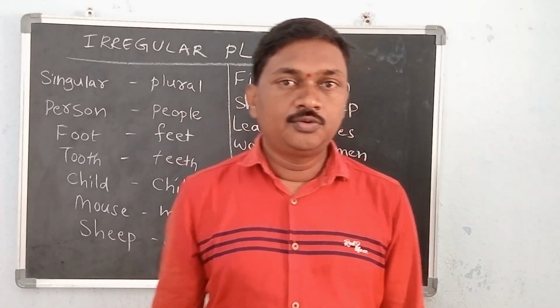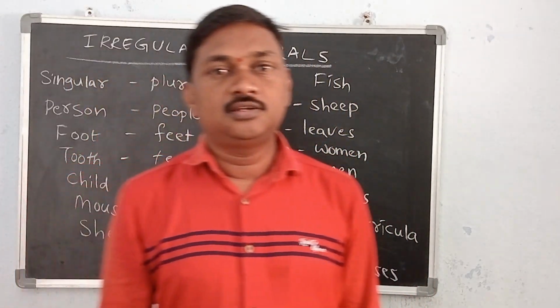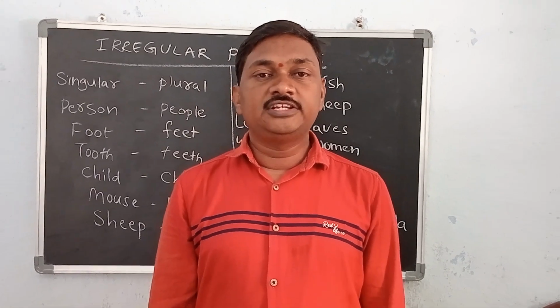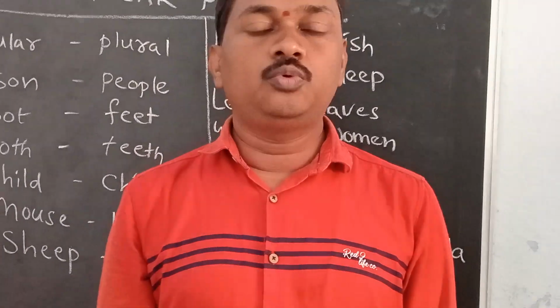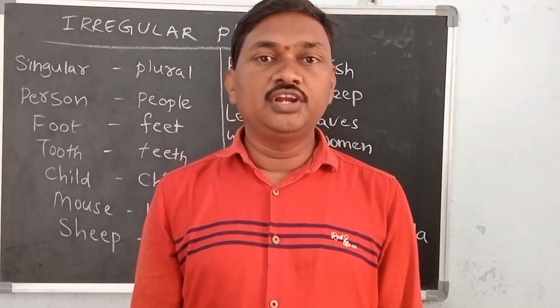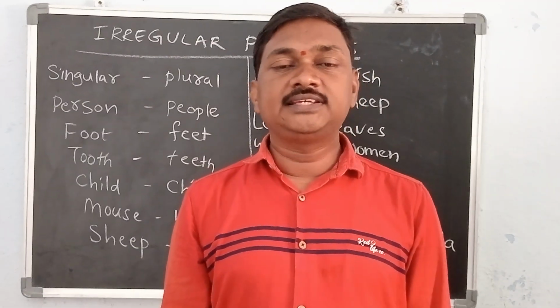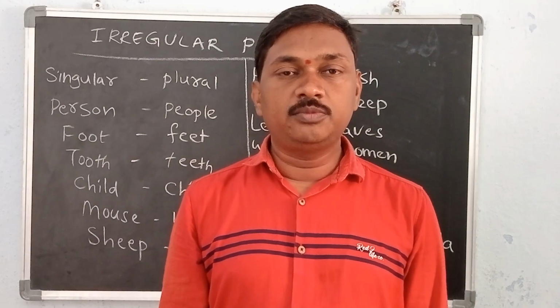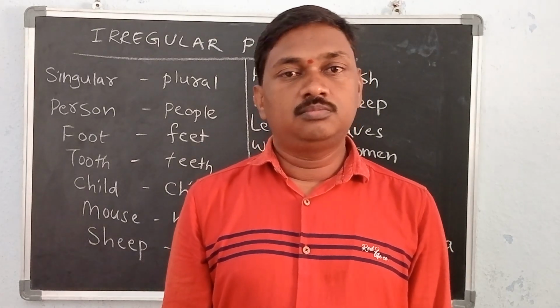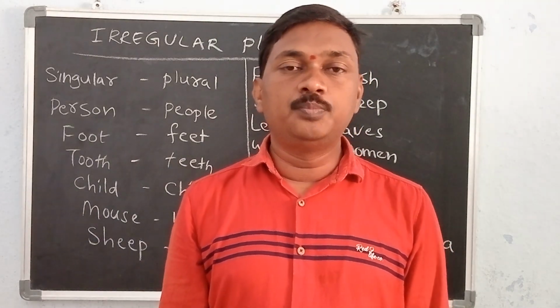Hi friends, today we discuss number in English grammar. So there are two types of numbers, singular and plural. Number means singular and plural. What is singular? One. Singular means one. Plural means many.